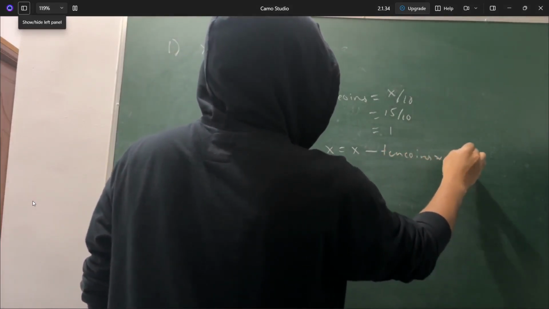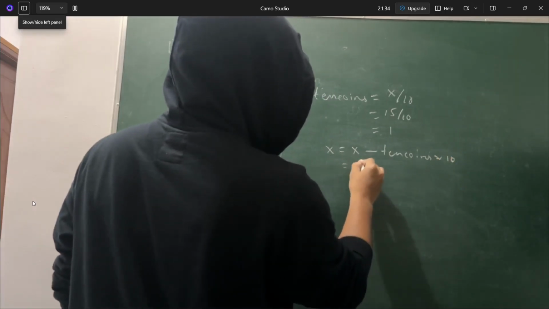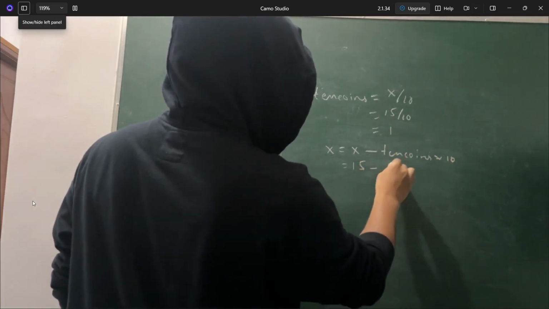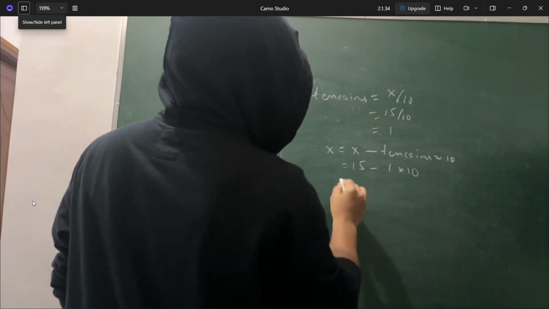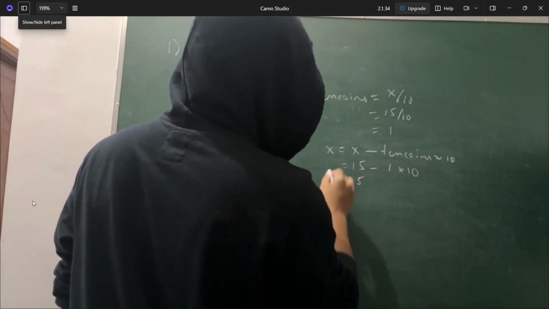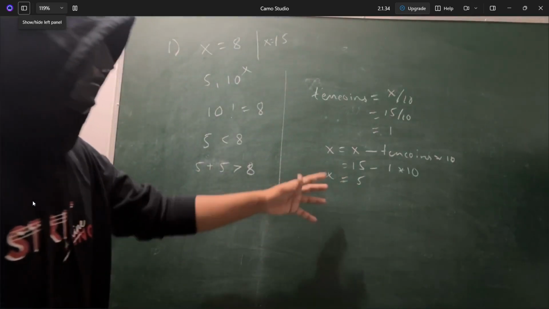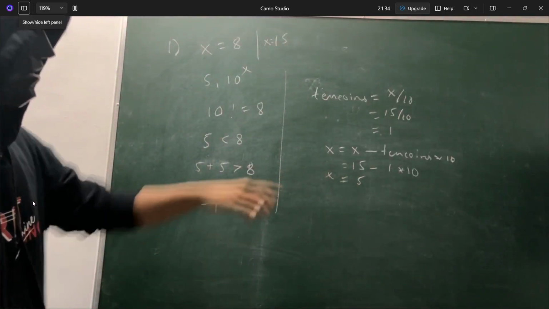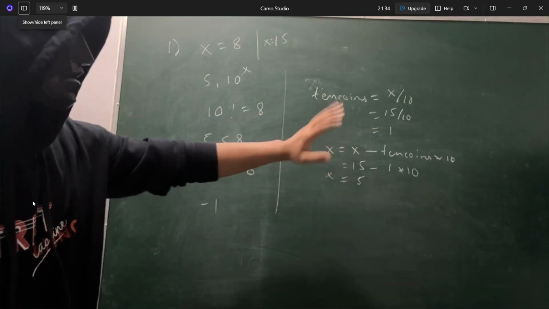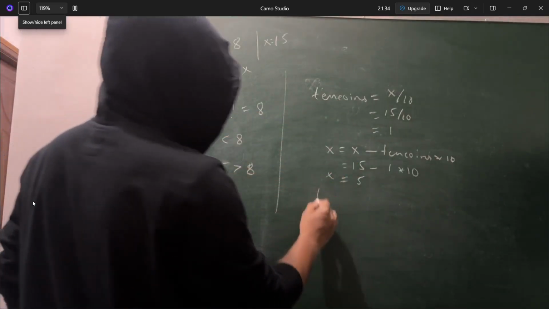into 10. So what is x? X is 15. What is 10 rupee coin? 1, we have got from the above. This is 10. So 5 is the remaining, you'll have to pay it. So once we got 1 10 rupee coin, now that is done, we'll take 5 rupee coin.